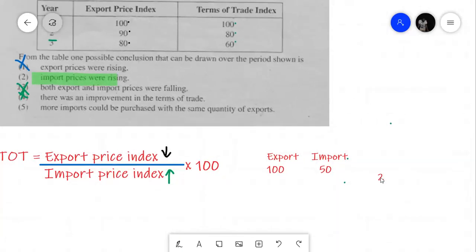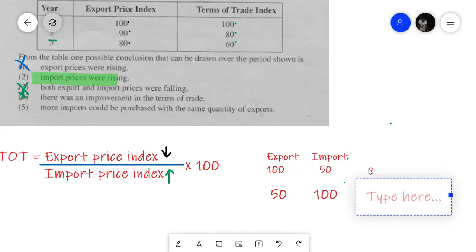Now, in this context, the export prices are falling and import prices are increasing. Let's say after 2 years, the export price became only 50. It fell, right? But the import prices increased. Now, from 1 unit of export, how many units can you import? Export is 50 rupees, import is 100 rupees. 0.5, or in other words, half. You can only import half a thing.